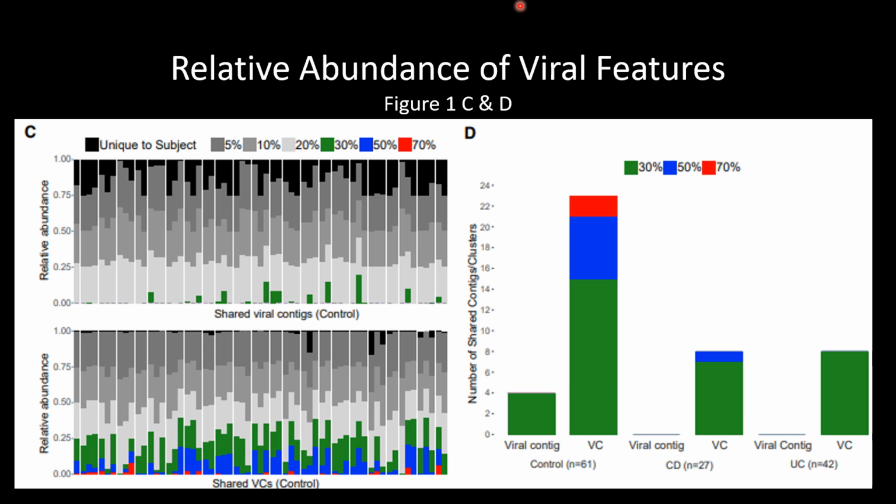And then at the VC level, the core set of shared viral clusters shows mostly in healthy controls, suggesting that a stable virome exists in those without IBD, but the virome is disrupted with IBD.